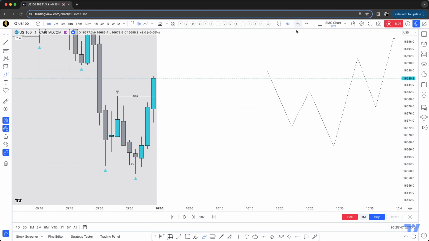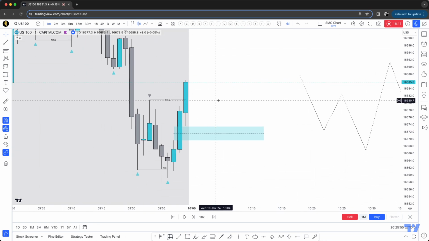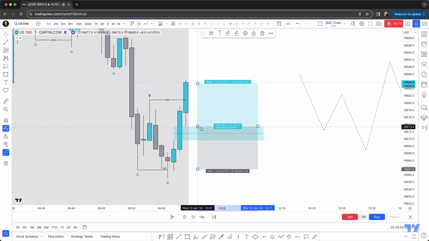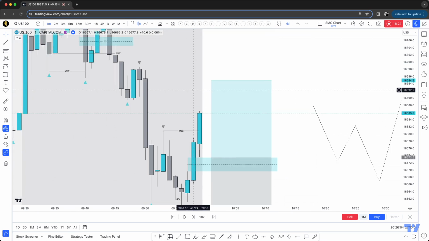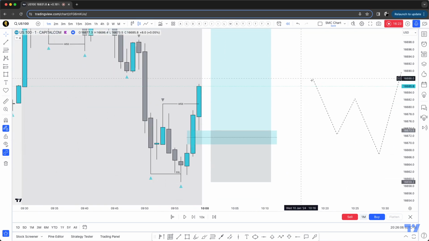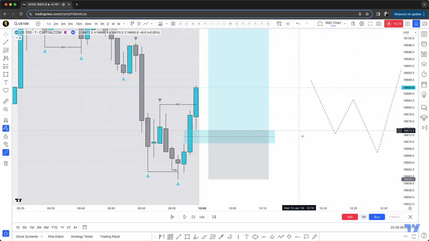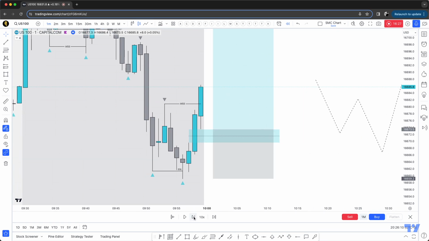Let's look for the PD arrays, right? So you have a nice imbalance in this area. I see a lot of traders, a lot of ICT traders trying to look for a buy right here. A lot. Beginners, right? They're trying to look for that buy because that's a cool setup. It is actually cool. It is looking like a good setup, right? But look at what happens.